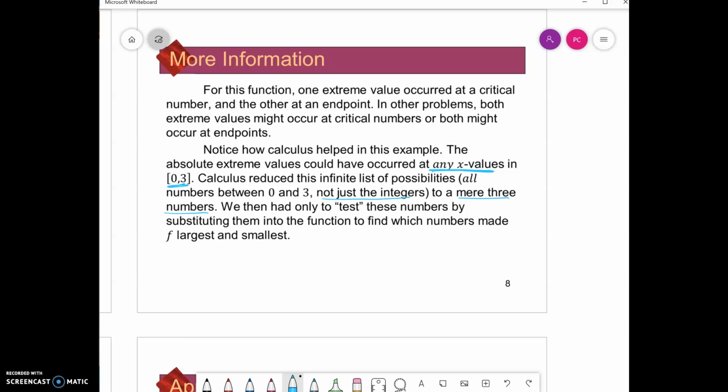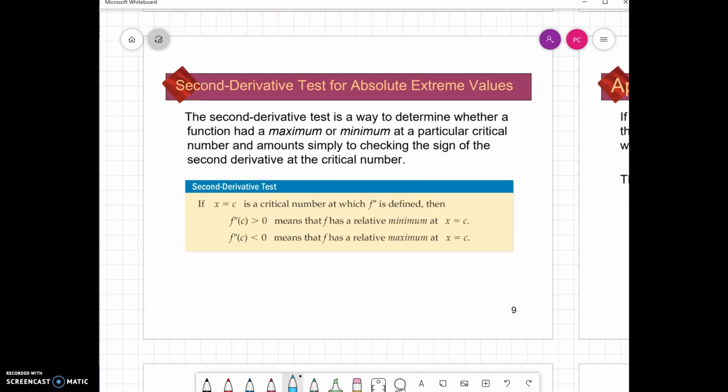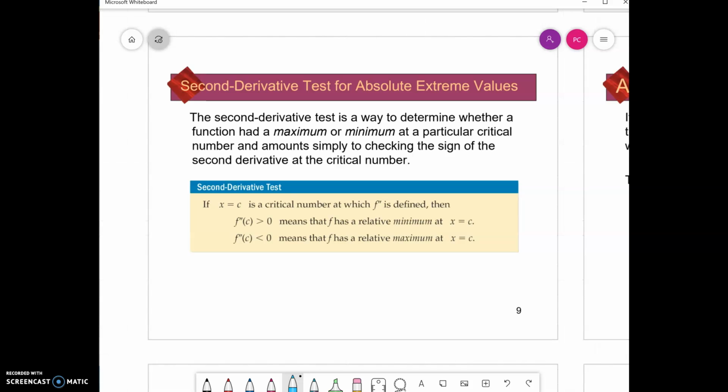All right, let's try another example. Or not. Hold on. I'm getting ahead of myself. Sorry, the second derivative test. We did the second derivative test back in section 2. I know that seems like a really long time ago, but we did.